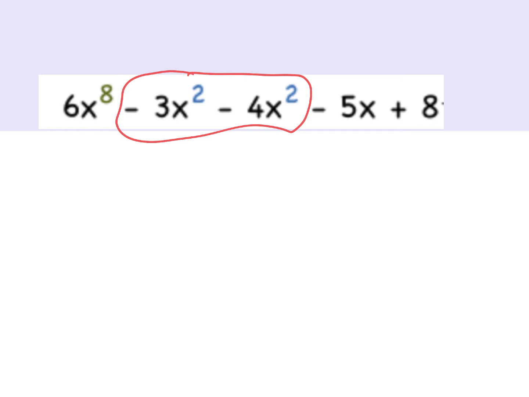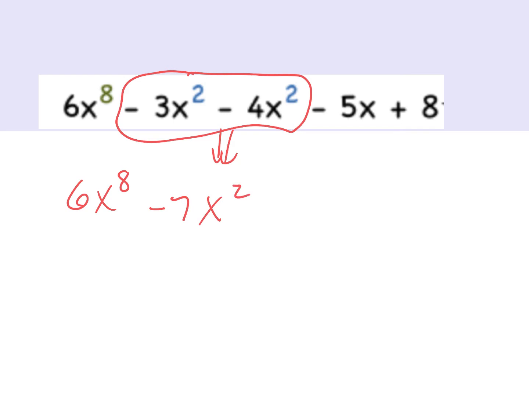Bennett, do you know what to do? Should you put the 4 first? That's what he was saying. And I know a 4 is bigger than a 3, but that's not the question. Yes? Should you simplify it and add them together? That's what he just realized. Yes, you can put them together. So it's 6x to the 8th. And these two together make negative 7x squared.